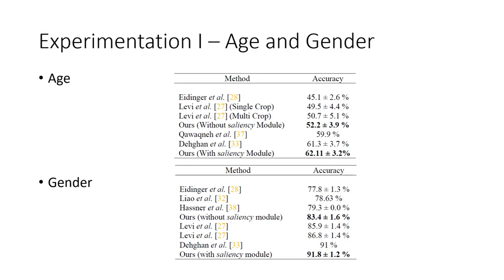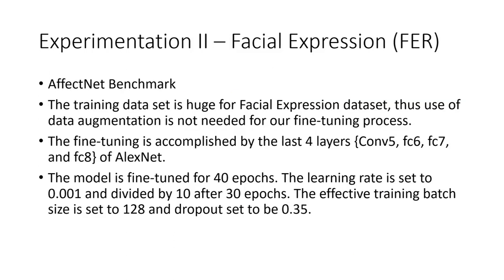For the age and gender classification tasks, we fine-tuned the AlexNet model with fivefold cross-validation and data augmentation, so that we can have a much larger data that is 4 times as the original one and can increase the performance as much as possible. We report benchmark level accuracy on both the tasks as shown on the screen with much higher accuracy results using the saliency module.